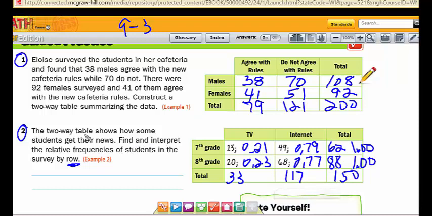So they said find and interpret the relative frequencies of students. So we found them, and now we need to interpret them. And there's going to be all kinds of different answers here, but as a sample answer we could say over 3/4 right here and right here, because 75% would be 3/4. So over 3/4 of 7th and 8th graders get their news by internet. Be a good sample answer.